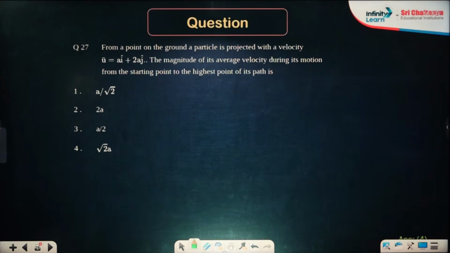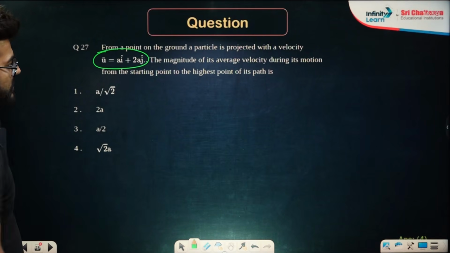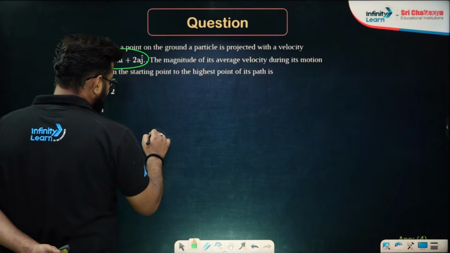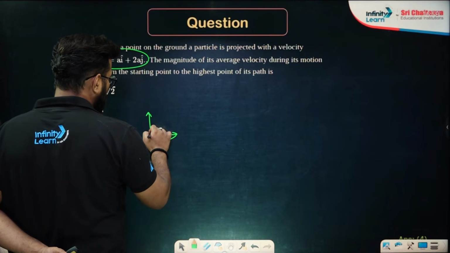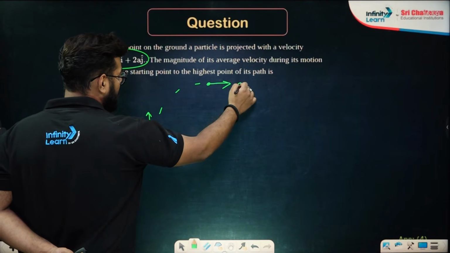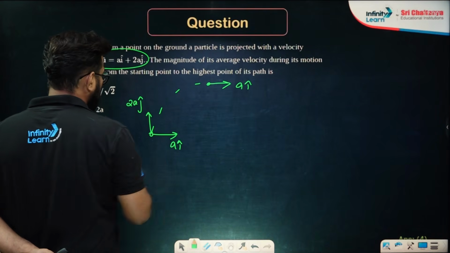Okay. From a point on the ground, a particle is projected with a velocity a î and 2a ĵ. The magnitude of its average velocity during its motion from the starting point to the highest point is? So this is the horizontal component, this is the vertical component. At the highest point, you only will have the horizontal component, that is a î. Here you have a î and 2a ĵ, correct.